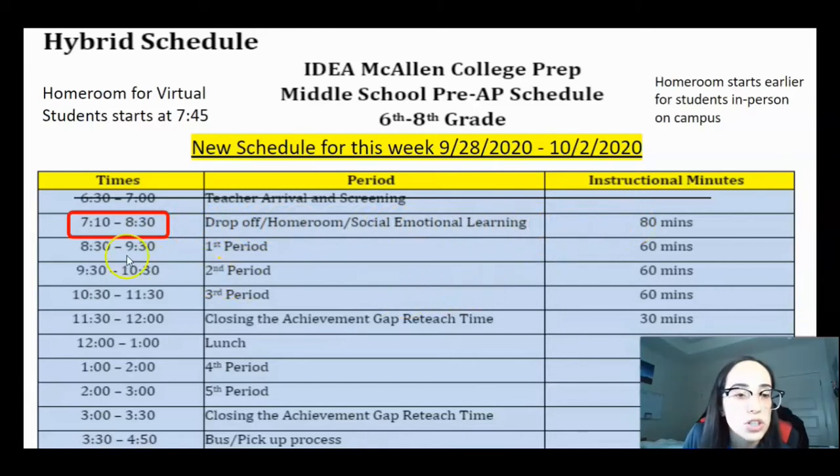First period is going to start at 8:30. That's when first period will start, okay? Usually, a lot of us have different classes during first period, but this is the schedule we'll be following. Notice how your classes will be an hour long now, which is great because we won't have to be rushing like we were last week with the 40 minutes. That's a good thing.